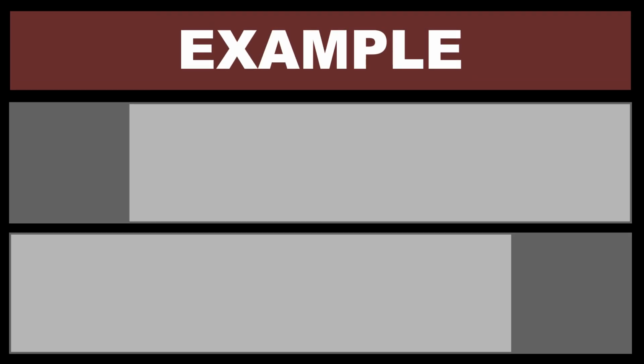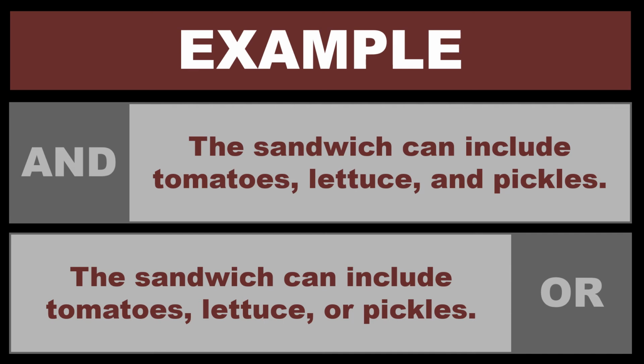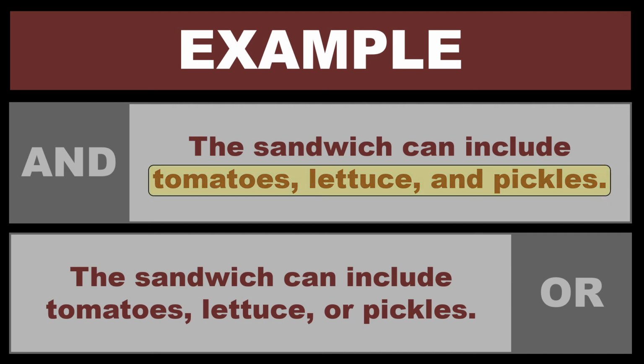Let's take a look at a hypothetical example. We're making a sandwich, and we're going to use the word and. The sandwich can include tomatoes, lettuce, and pickles. Now, we change the sentence up slightly, adding an or in place of the and. The sandwich can include tomatoes, lettuce, or pickles. So what's the difference here? Well, with and, we're saying the sandwich can include all three items. Whereas alternately with the or, we're saying it can include the tomatoes or the lettuce or the pickles.